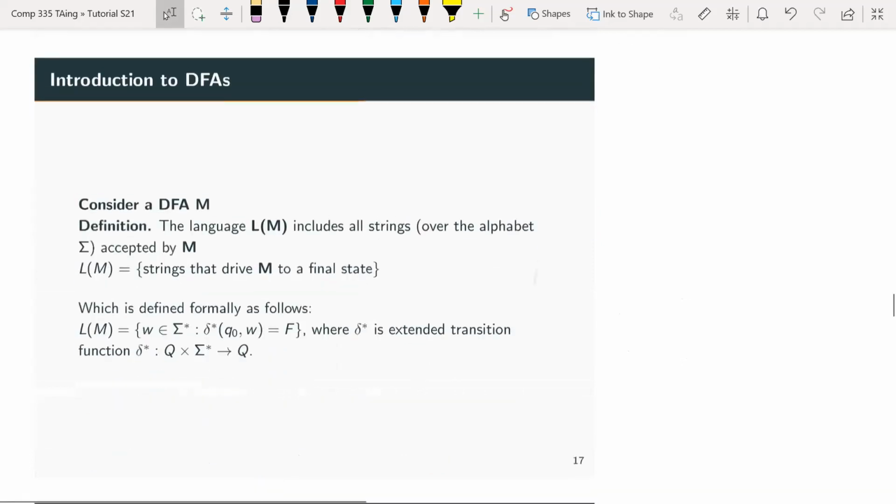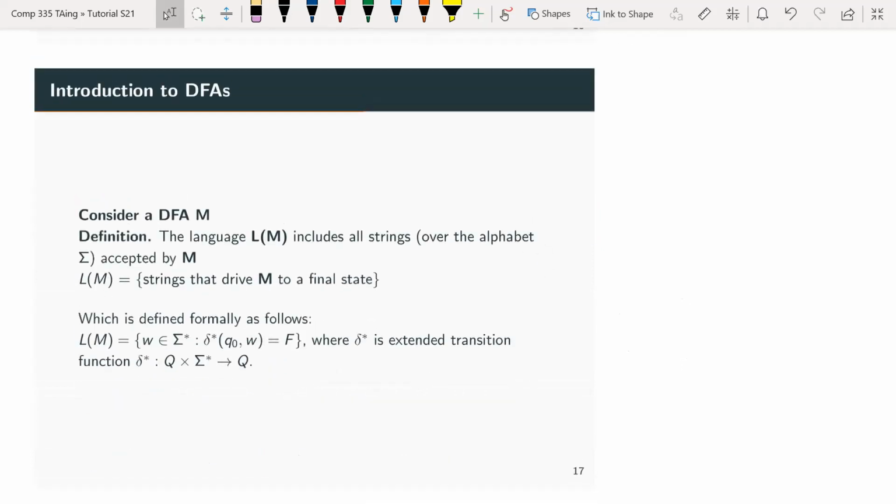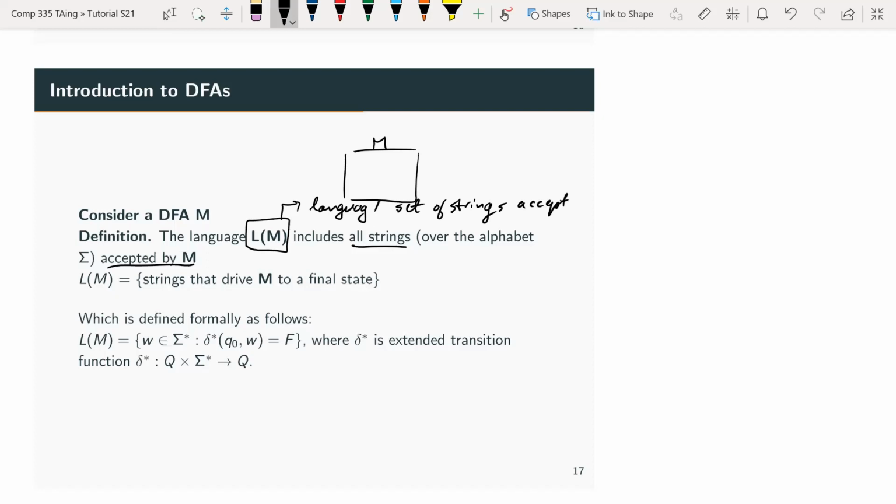Okay, so the next thing we want to talk about is, we've talked about languages during the last 2 tutorials. Now, what's the relationship with DFAs? So if you have a DFA, let's call it M, then we say that all of the strings that are accepted by M is equal to L of M. So in other words, L of M is the language, or the set of strings accepted by M. And of course, there is only one set of strings that is accepted by M. So that language accepted by M is unique, right? So L of M is unique.